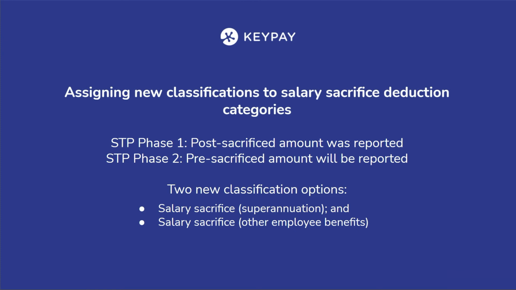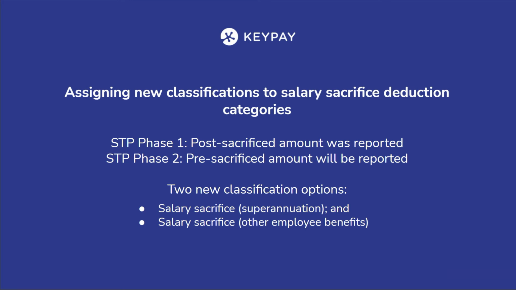Assigning new classifications to salary sacrifice deduction categories. In Phase 1, salary sacrifice amounts were not required to be reported. Instead, an employee's gross amount was reduced by any salary sacrificed amounts, and then it was that post-sacrificed gross amount that was then reported through STP. Reporting salary sacrifice separately is a new requirement being introduced in Phase 2, which means that the gross amount reported will be the pre-sacrificed amount.